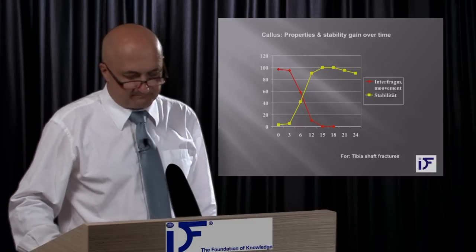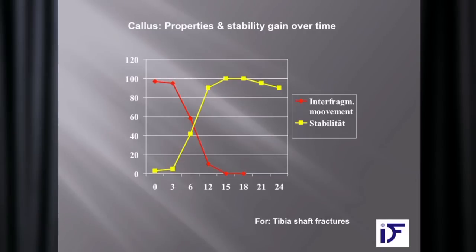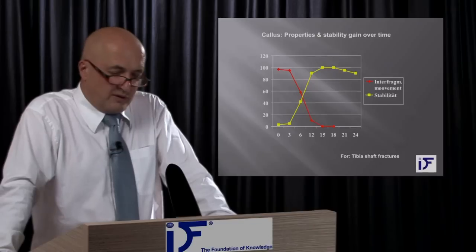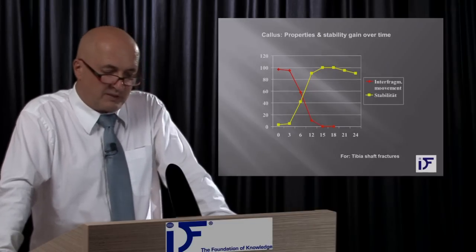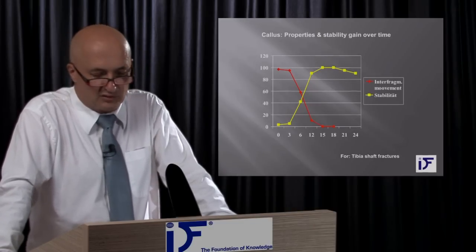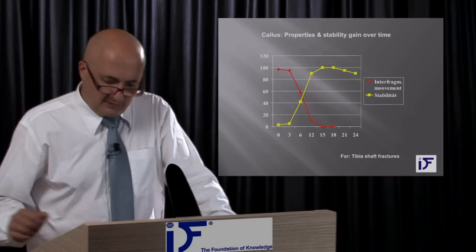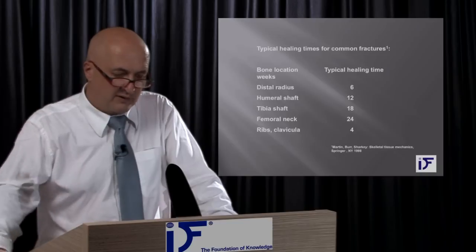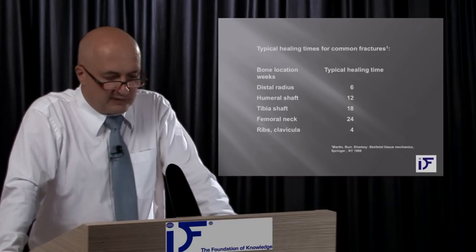Typically we see that after 4, 5, 6 weeks of callus formation, the stability increases, and the interfragmentary movement, this is the red line on this picture, goes down to 0, and this is what the callus is made for. The callus will give stability to the fractured bone areas within a very short period, typically between 6 and 24 months, depending on the site.